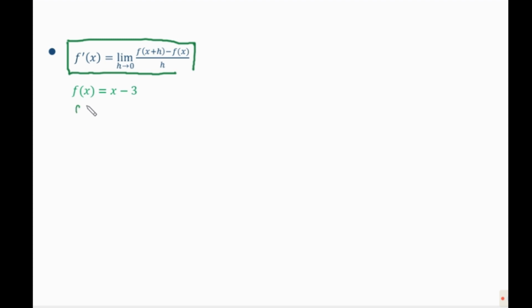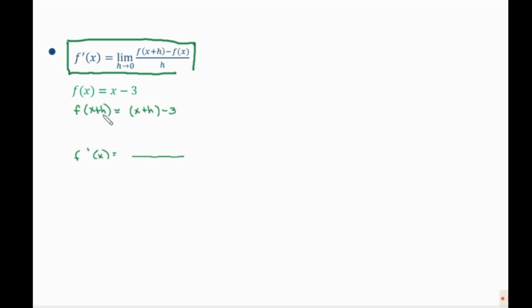We have here f of x plus h is equal to, we are going to replace the value x here by x plus h. So instead of having x minus 3, we are going to have the quantity x plus h minus 3. Now that we already have the value for f of x plus h minus f of x, let's plug it into our formula.